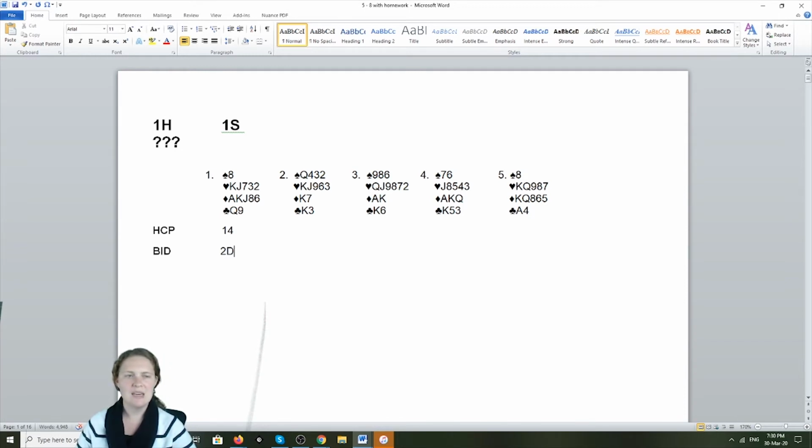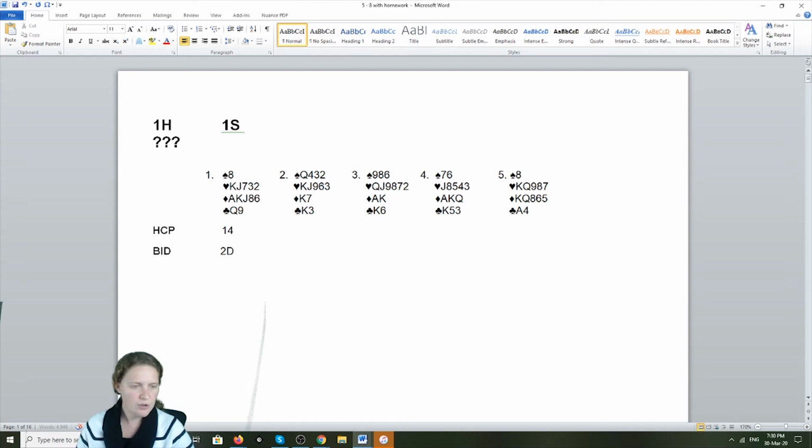Now, in terms of counting total points, or those points for a singleton and a void and things like that, you can only actually count those if you can guarantee a fit with your partner. So you shouldn't really be evaluating that you've got any distribution points here, because you don't have a fit with your partner. You can't count points for having a singleton in their suit.